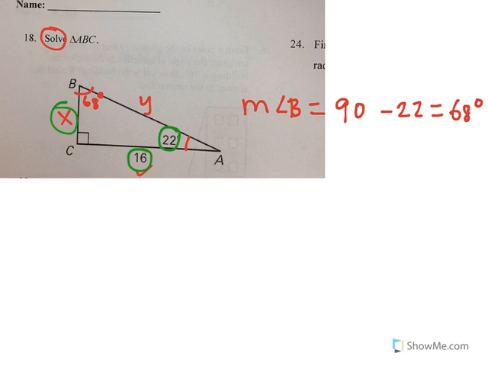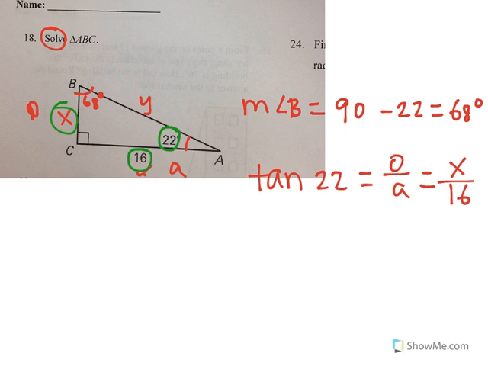Why not? So we can set up the trigonometric ratio, in terms of 22, this side 16 here is actually the adjacent side, and this side is the opposite. So we know that the tangent of an angle equals the opposite side over adjacent. So that would be X over 16. So we have tangent of 22 equals X over 16.